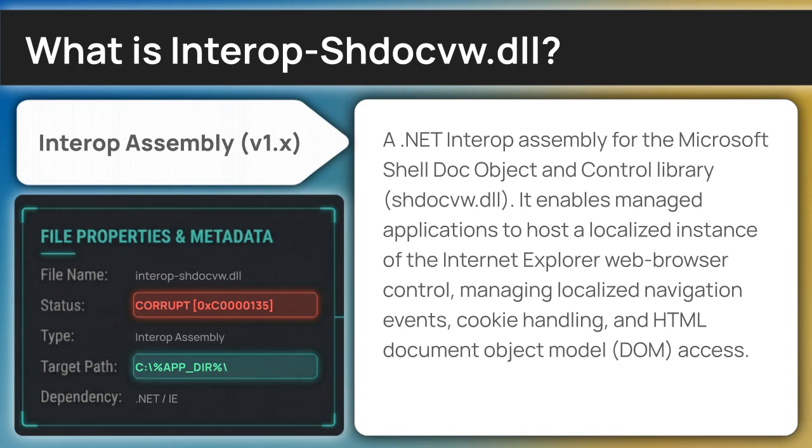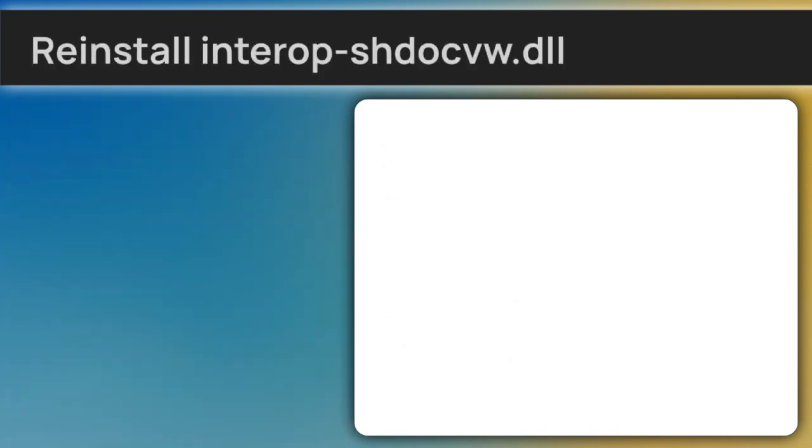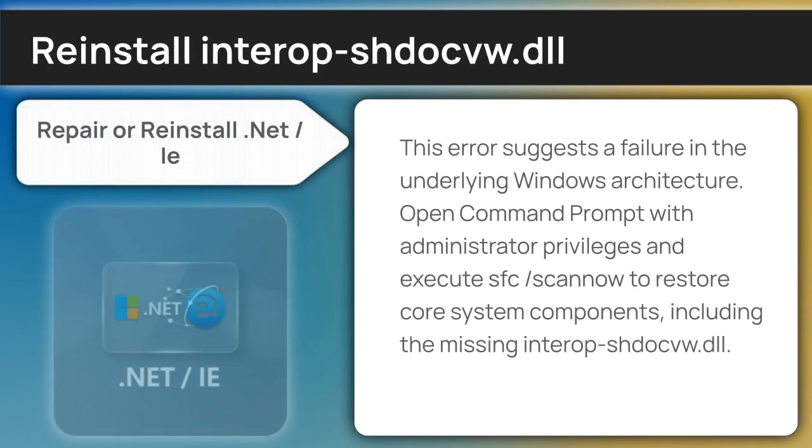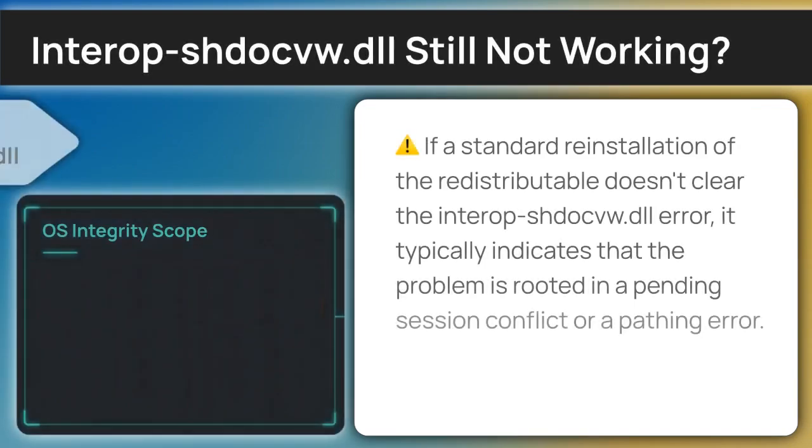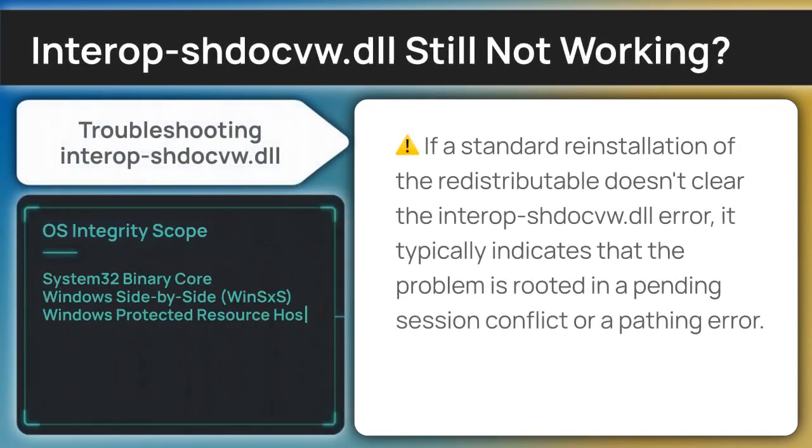Let's get to work. We'll start with the most common fix for this specific error. This error suggests a failure in the underlying Windows architecture. Open Command Prompt with administrator privileges and execute sfc /scannow to restore core system components, including the missing Interop Shdocvw.dll.